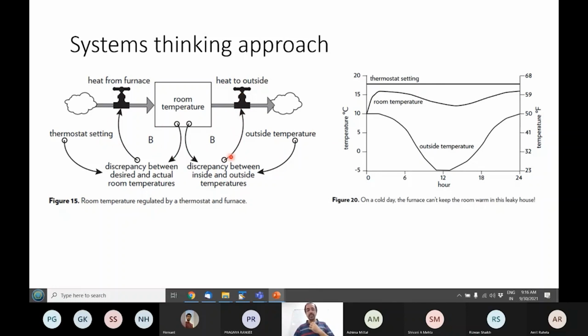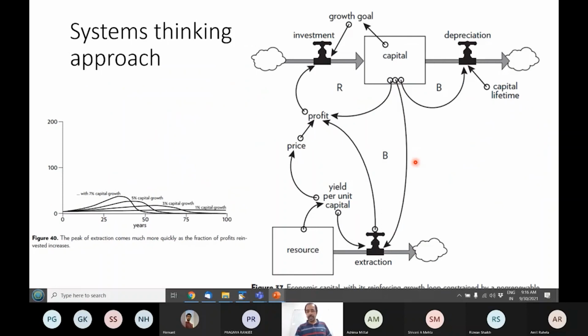So the point is to think in terms of these feedback loops, that there is this relationship between different entities, and these feedback loops become important decision points to regulate the room temperature, right? In the same way, there are many complex systems that they have modeled.